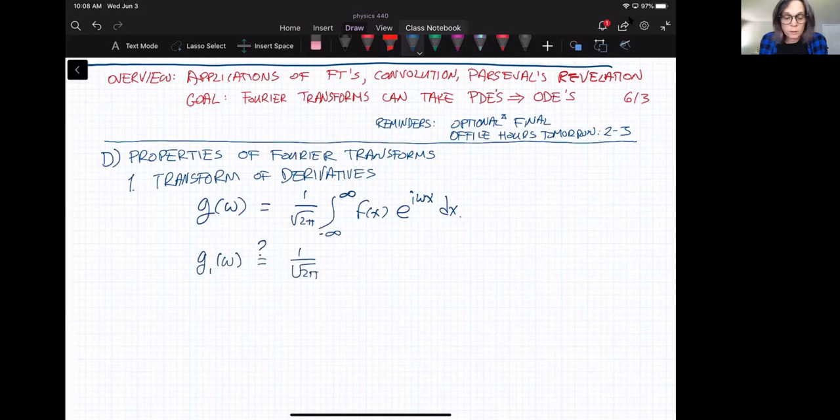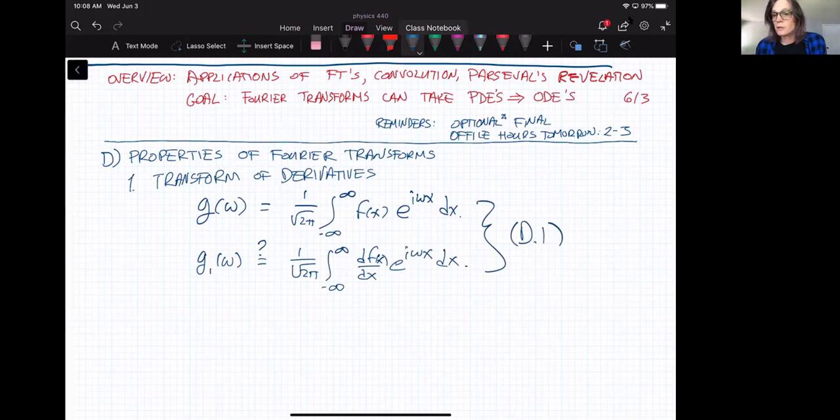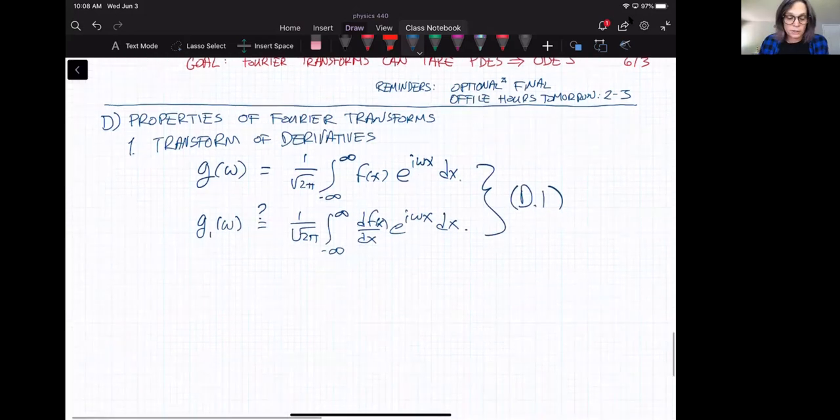In other words, how do we evaluate the derivative of f? So df/dx, and we're taking the derivative with respect to x, times e^(iωx) dx. In other words, we know what the Fourier transform is. What is the Fourier transform of the derivative of a function?